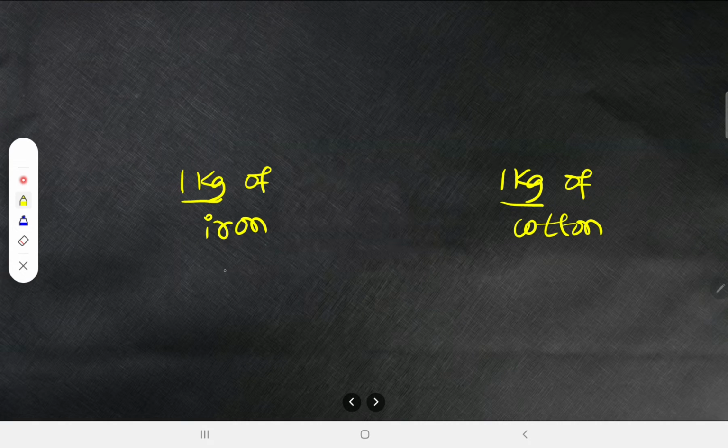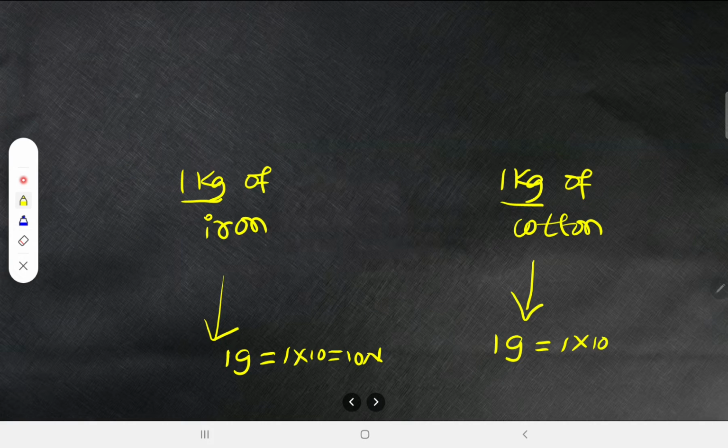They will experience the same downward force, like mg, that is 1 into g. 1 into g is nothing but 1 into 10, that is equal to 10 Newton. And this will also experience a downward force, that is weight, like 1g, as in mg. m is 1 kg here. So 1 into 10, it is also going to experience 10 Newton. So the weight of both things is the same and both are going to feel the same. Are we feeling the iron heavier? No, we are going to feel the same heaviness in cotton also.